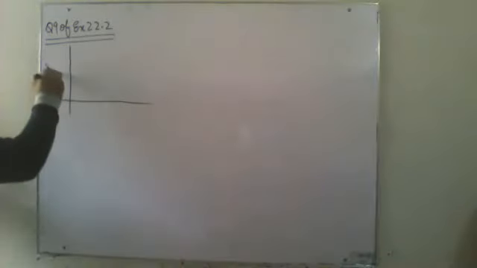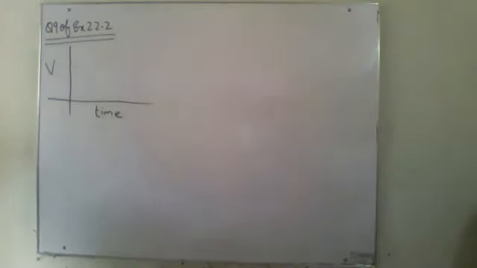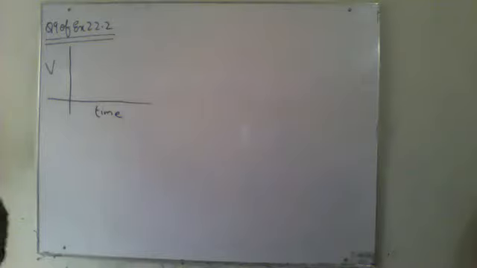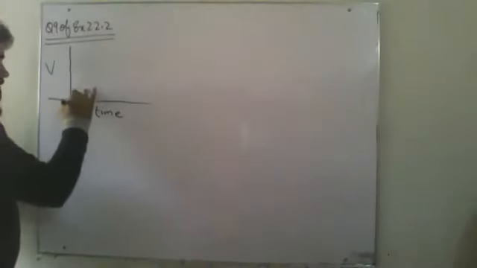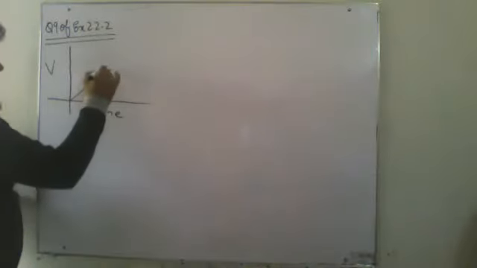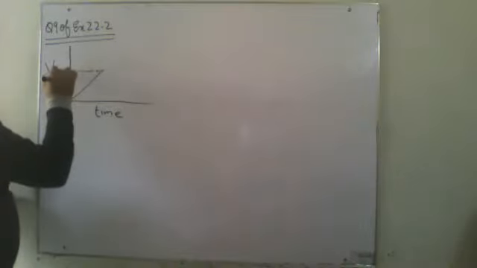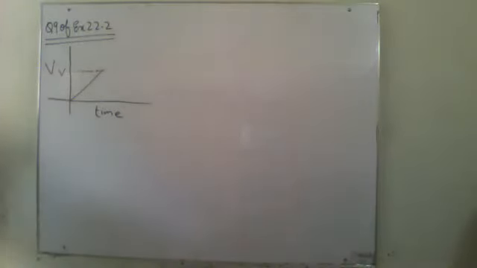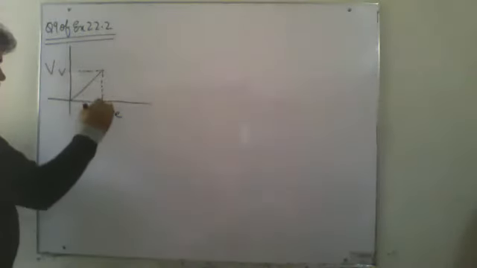Okay, this is my velocity, and this will be my time. They are saying a motorist starting a car from rest accelerates uniformly to a speed of 3 meters per second in 12 seconds. It means it accelerates uniformly and reaches a speed of 3 meters per second at 12 seconds.